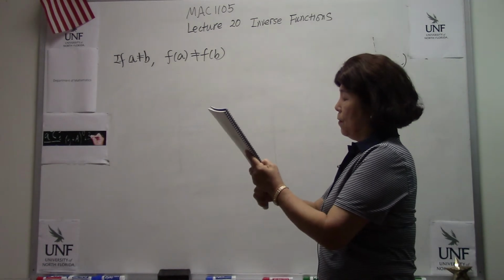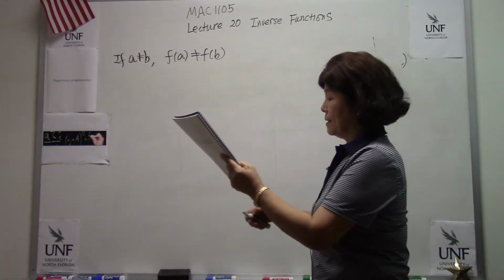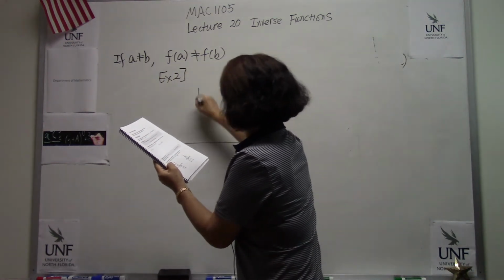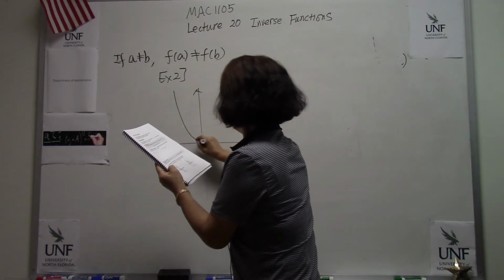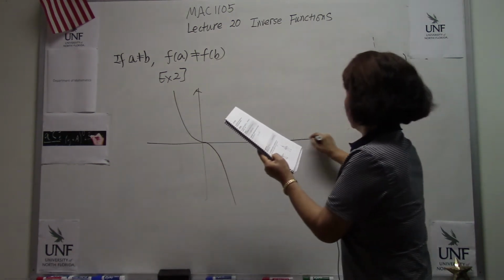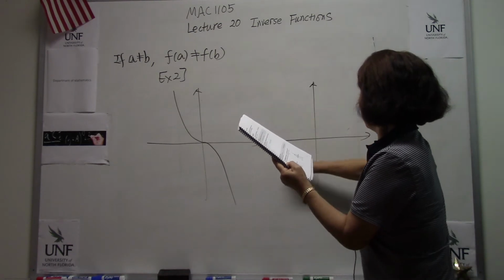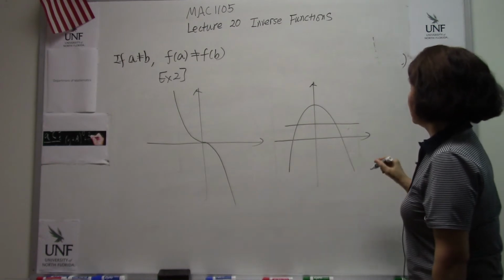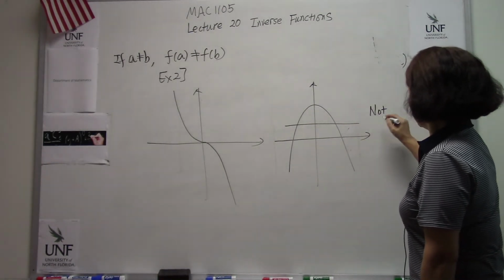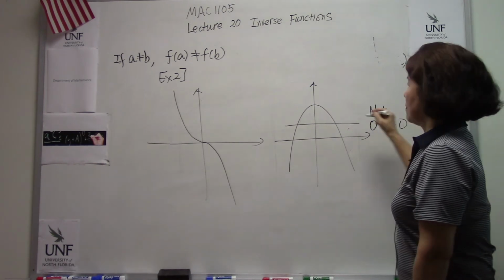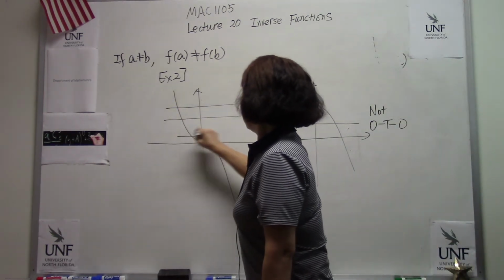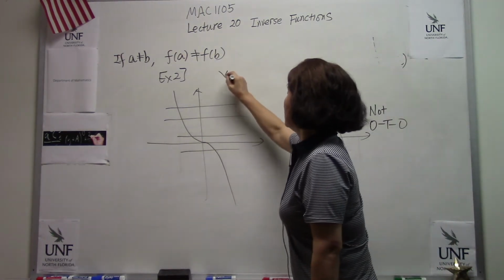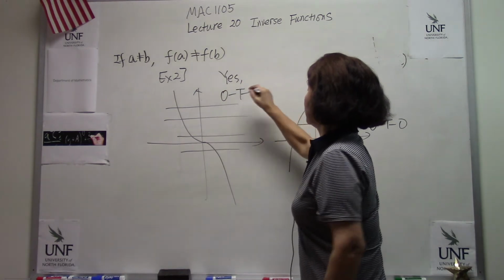Example 2, using the horizontal line test. You already know the answer. This, and the other one is a parabola upside down. You see? Yeah, it fails. So it's not a graph of a one-to-one function. On the other hand, this one, wherever you go, it's going to intersect the graph at only one point. So yes, this is a graph of a one-to-one function.